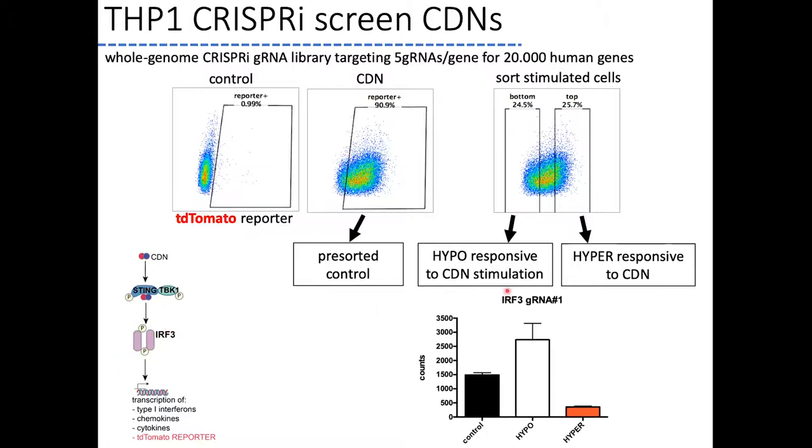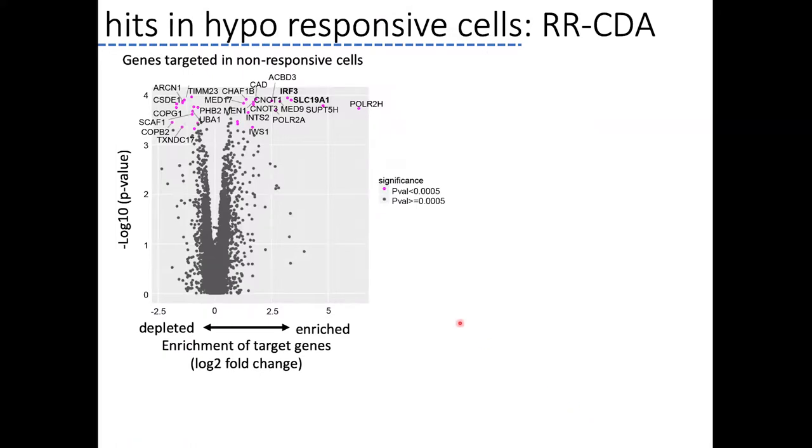That indeed seems to be the case, at least for this guide RNA targeting IRF3. It is highly enriched in the hyporesponsive population when you compare it to the background control, especially when you compare it to the hyperresponsive population. Then we looked at the other 100,000 guide RNAs targeting these 20,000 genes and produced this volcano plot. Every dot that you see here is a gene. On the right side, you can see which genes were more frequently targeted in the population hyporesponsive to the synthetic cyclic dinucleotide, and we can see that IRF3 is indeed one of the most significant hits.